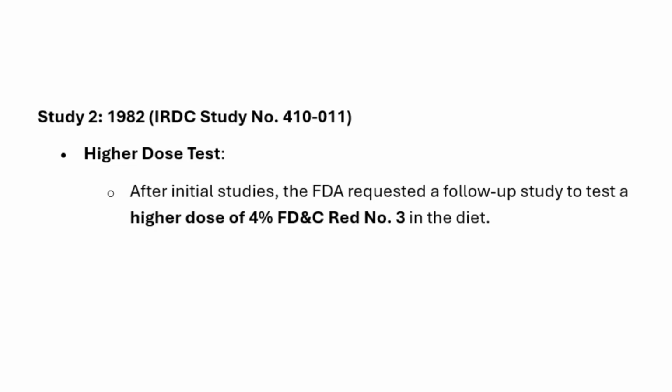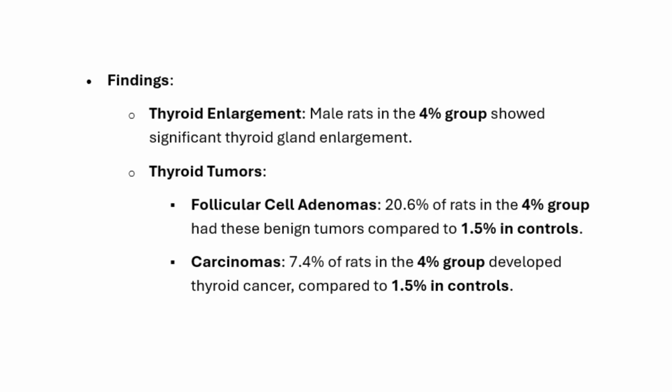Study number 2, this was done in 1982. Basically, to confirm that dose-dependent response, they wanted to revisit the topic and give a really high dose. Instead of 1%, they went all the way up to 4%. And the findings of that were that the male rats in the 4% group showed significant thyroid gland enlargement. Follicular cell adenomas, 20.6% of rats in the 4% group had these benign tumors compared to only 1.5% in controls. And then 7.4% of rats in the 4% group developed thyroid cancer compared to only 1.5% in controls. There was also an increased incidence of thyroid follicular cell hyperplasia, precancerous growth, and slightly higher occurrences of parafollicular C-cell tumors in the 4% treated group.